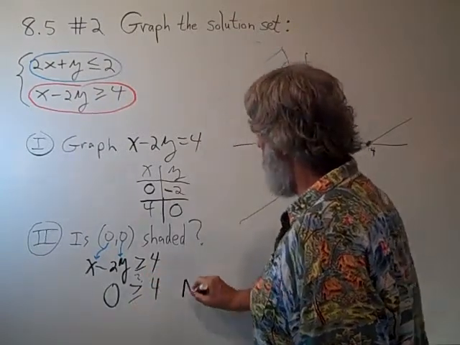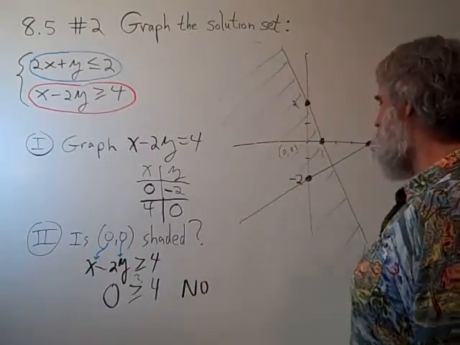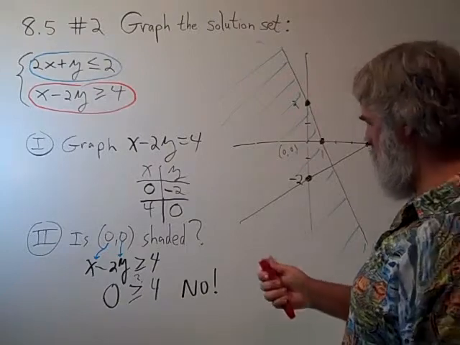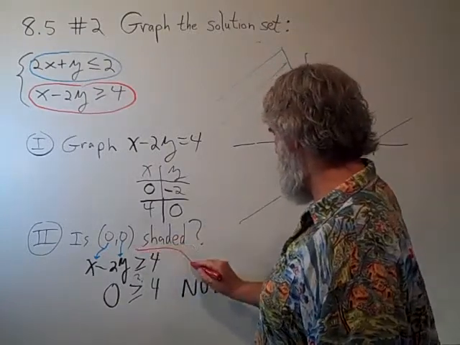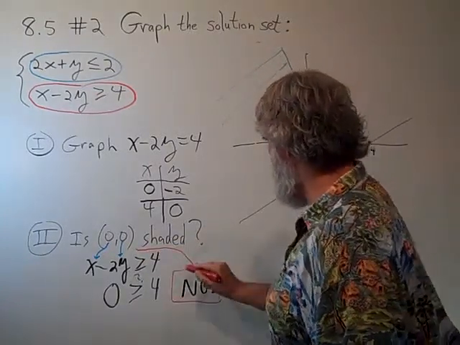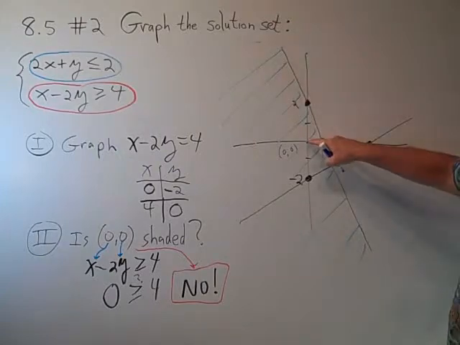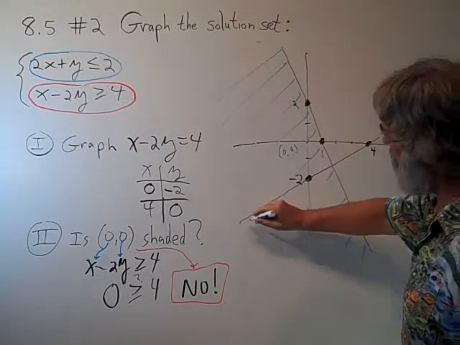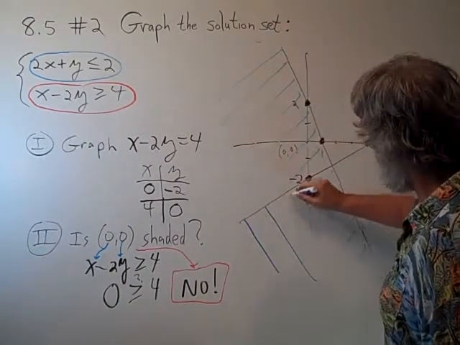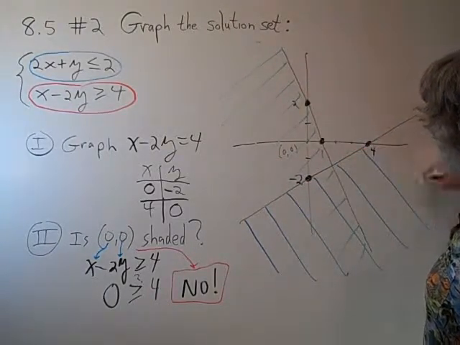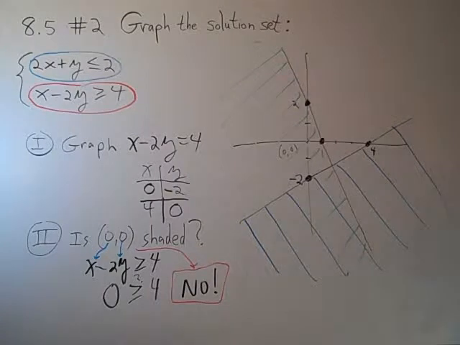So that's false. No, 0 is not bigger than 4. So that's the answer to the question, is the origin shaded? The answer is no, it is not. Okay, if the origin isn't shaded, it must be the opposite side of that origin side of the line that gets shaded, so it's this downside here. Now, so that's the solution to the second linear inequality.